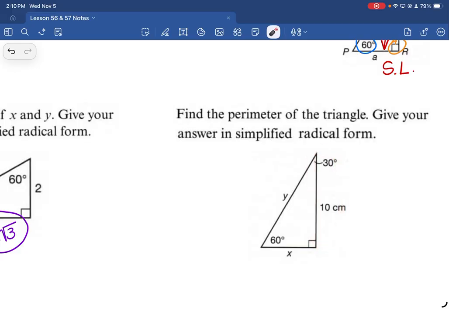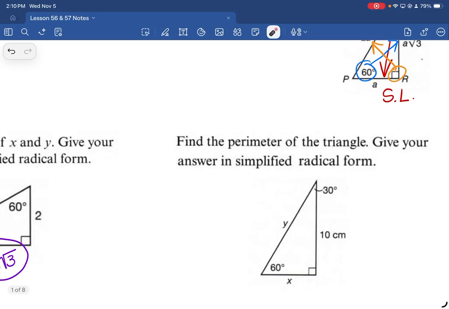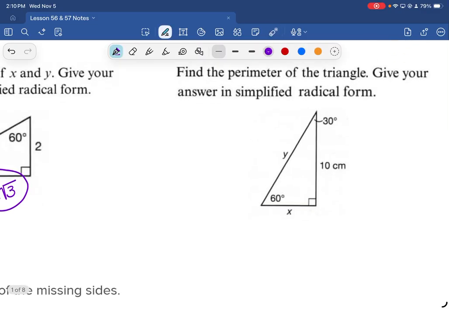Okay, that's fine. I'm going to notice that my long leg is equal to x root 3 or a root 3, it doesn't matter. You can use whatever variable you want. I like to use x root 3. So I'm going to write this down: x root 3 is equal to 10, because the long leg is x root 3 and they gave me the long leg to be 10. So I know those two are equal to each other.